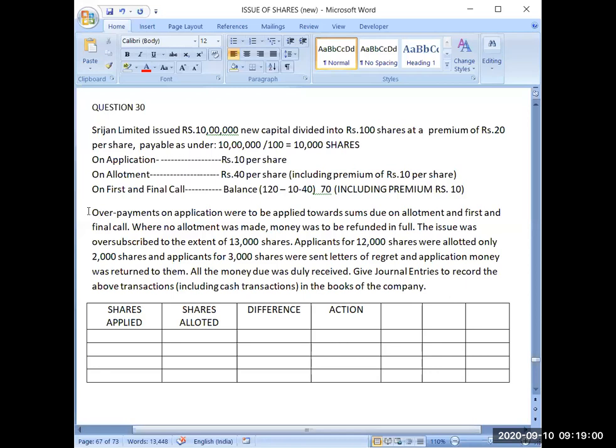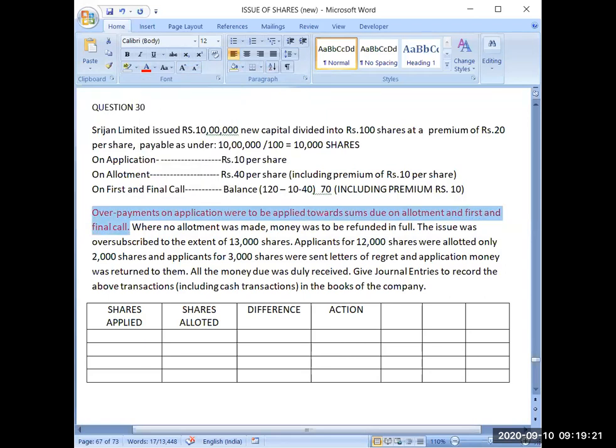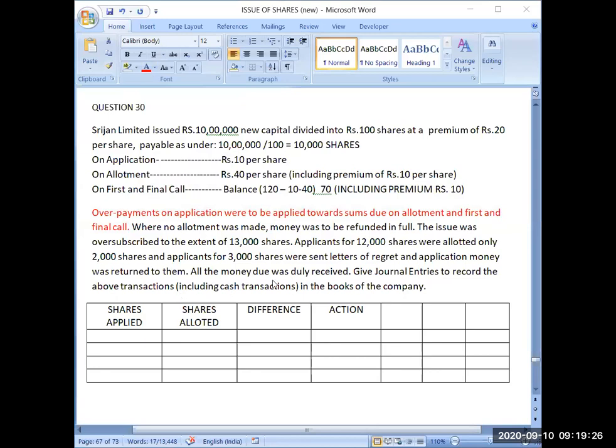Now see a very important sentence. Overpayments on application were to be applied towards sums due on allotment and first and final call. This time you are permitted to use the advance, whatever excess you have received on application, towards calls also. Yes, this point is clear. Now, where no allotment was made, money was to be refunded in full. Obviously, if we are not giving them any share, the money will be refunded.